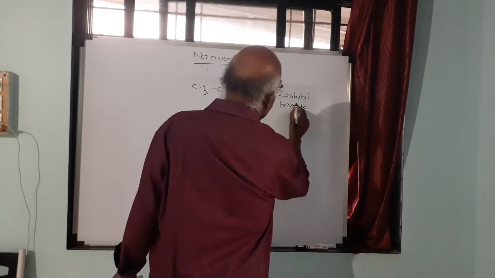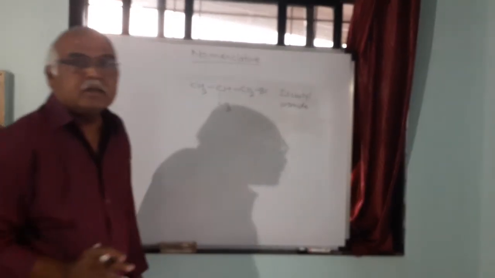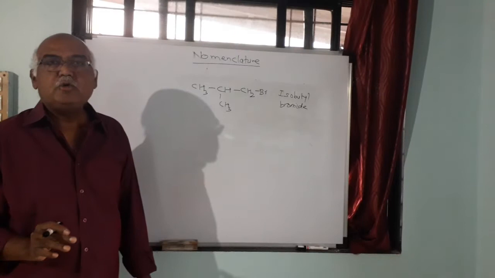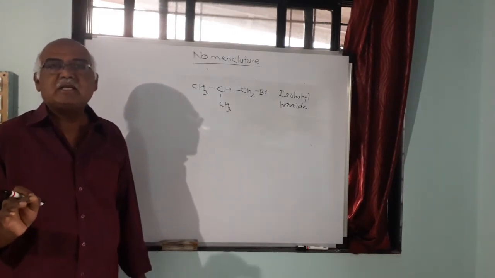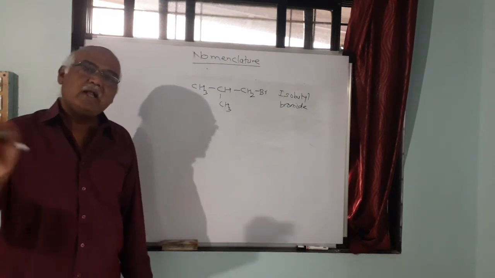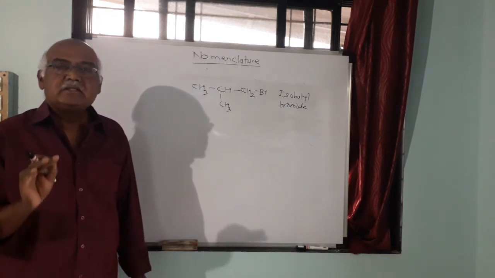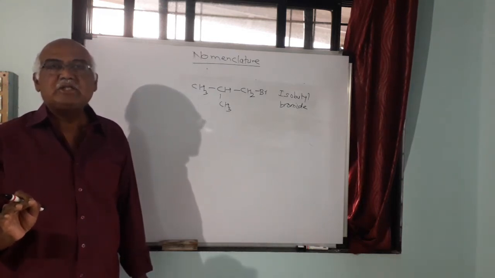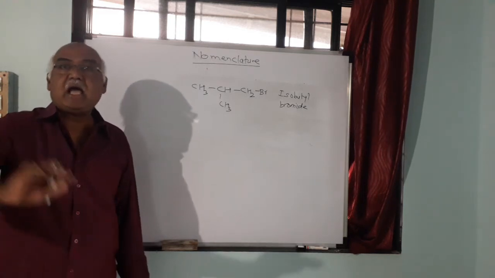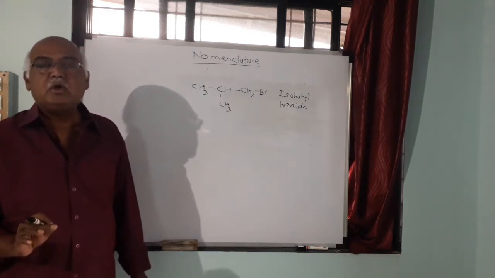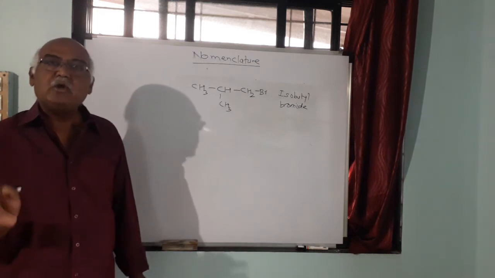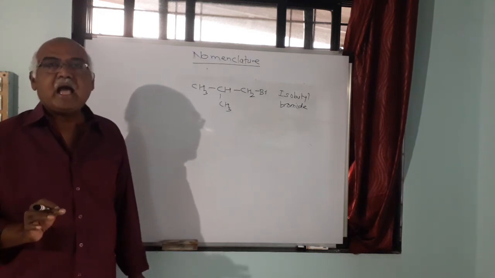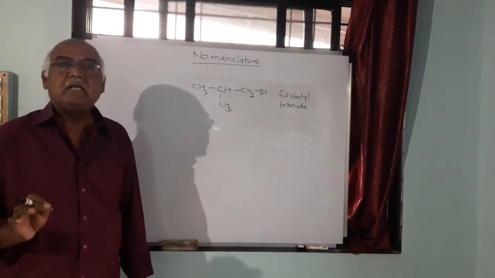And now in the IUPAC system, I have just told you that in the IUPAC system of nomenclature, you have to select the longest possible straight chain of carbon atoms. Now I will add one more thing: select the longest possible straight chain of carbon atoms containing the halogen atom. Okay, you have to take the chain of carbon atoms where the halogen atom should be present, and the halogen atom should get the minimum number.